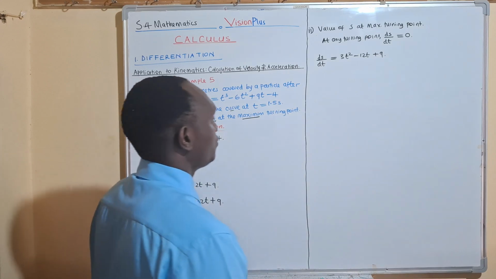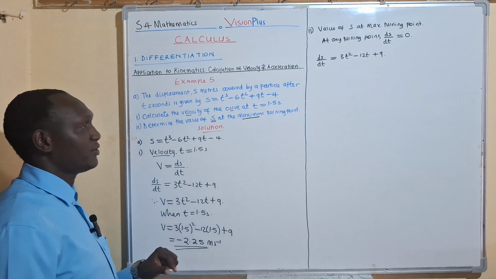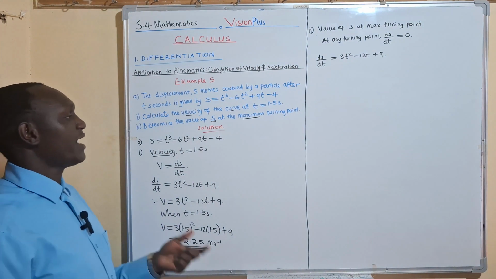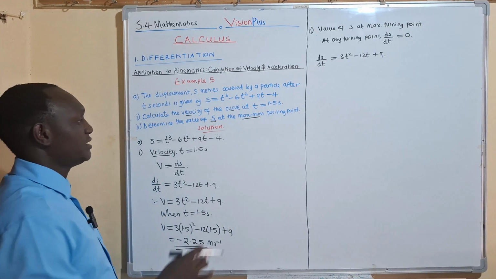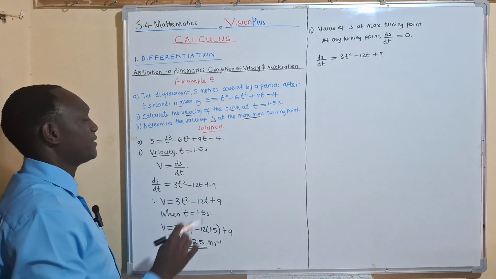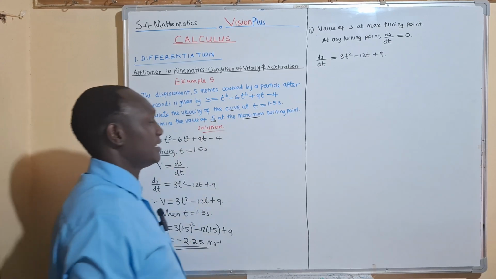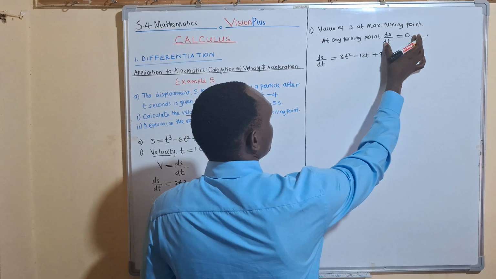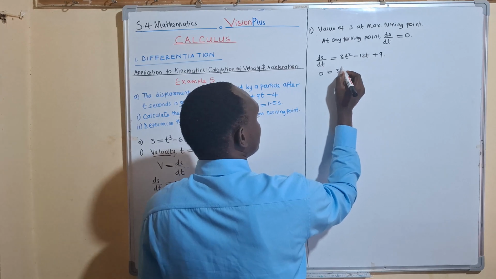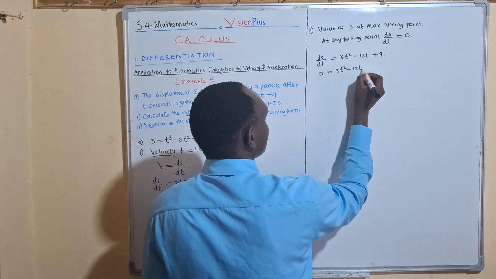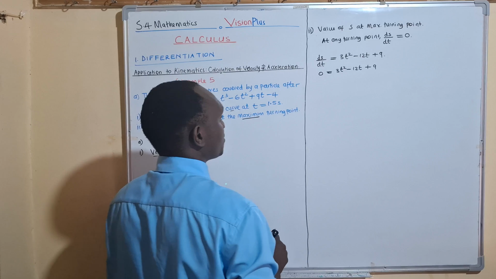Now, what do we need to do? We need to first get the turning points. After getting the turning points, then we find the maximum turning point. After getting the maximum turning point, we find the value of the displacement at that point. So we equate this to 0. So 0 equals 3t squared minus 12t plus 9. Then we solve this.